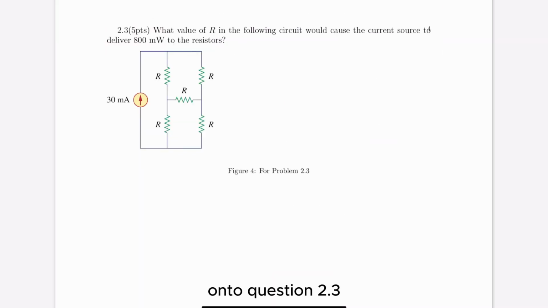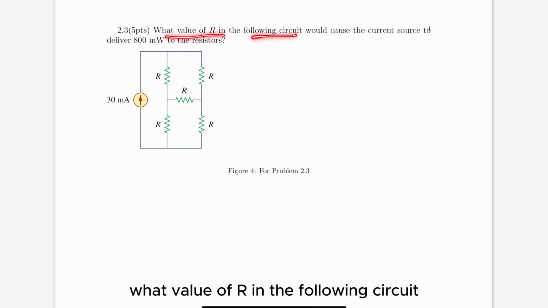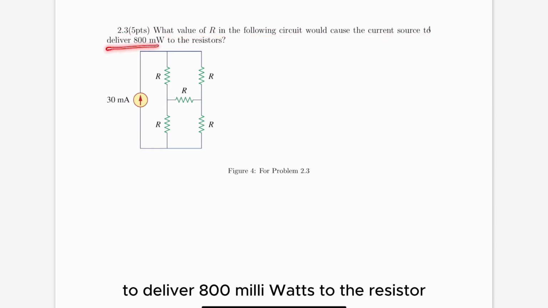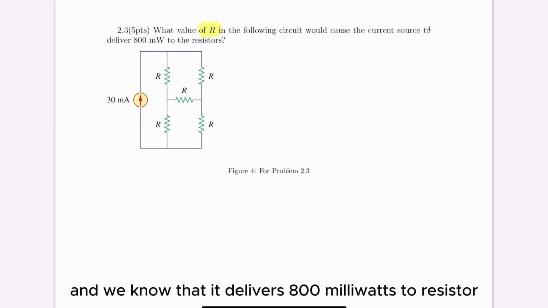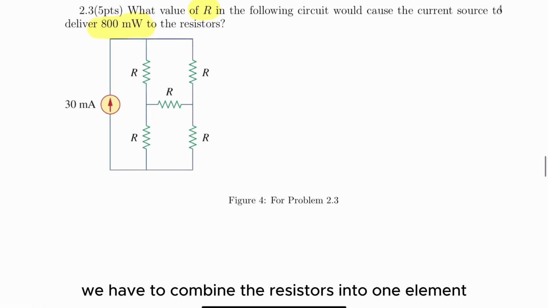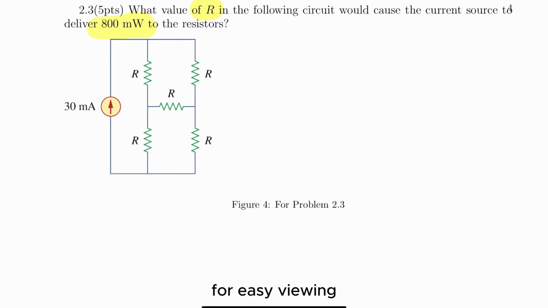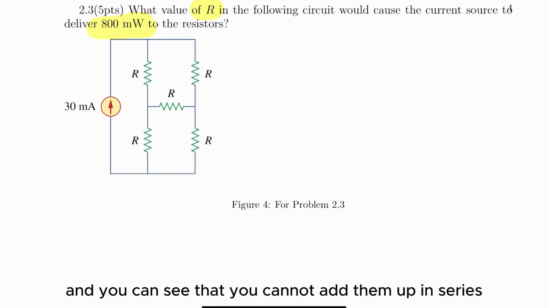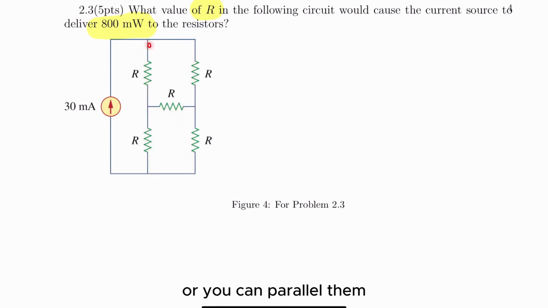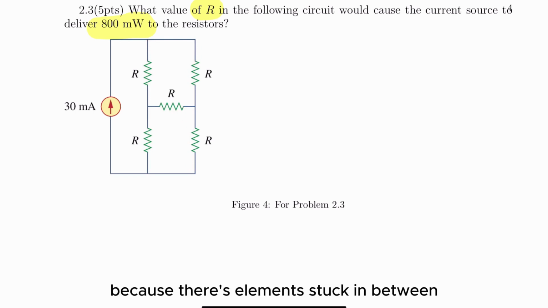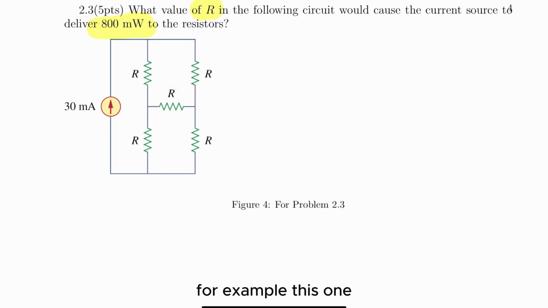On to question 2.3. What value of R in the following circuit would cause the current source to deliver 800 milliwatts to the resistor? So we want to find the value of R, and we know that it delivers 800 milliwatts to the resistor. First of all, we have to combine the resistors into one element for easy viewing. And you can see that you cannot add them up in series, or put them in parallel, because there are elements stuck in between. For example, this one.